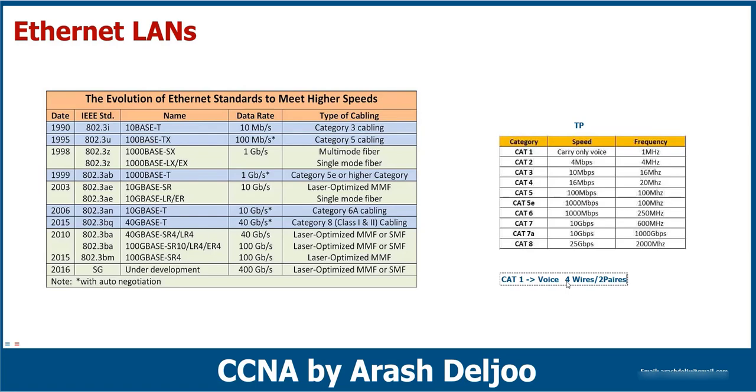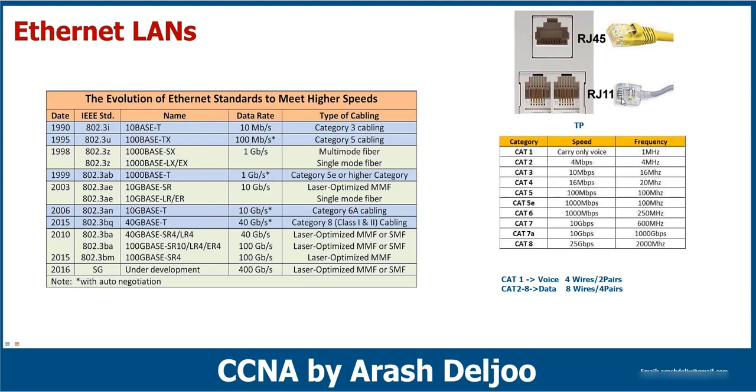But in other categories, okay, let me write here, in other categories, Cat 2 to Cat 8, we can use it for data. For example, in our LANs for Ethernet, we have 8 wires, and also we can say we have 4 pairs.